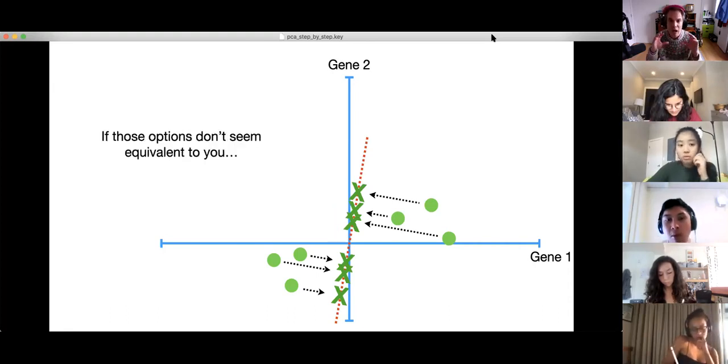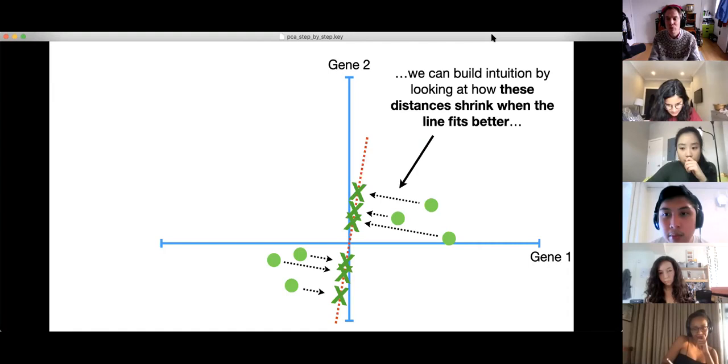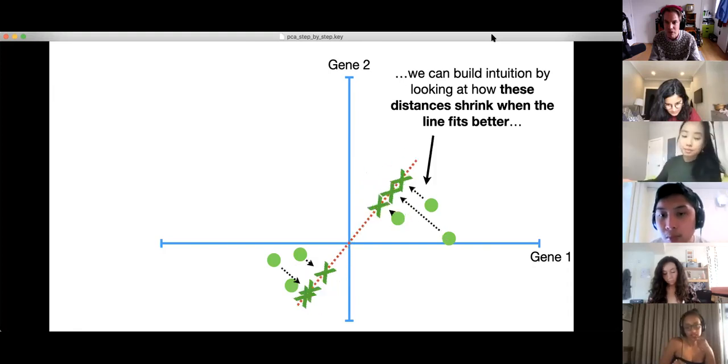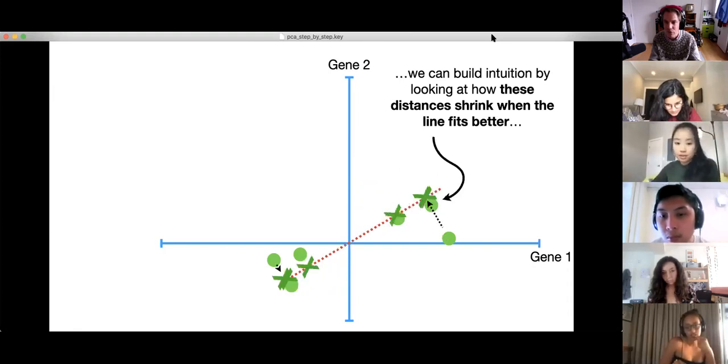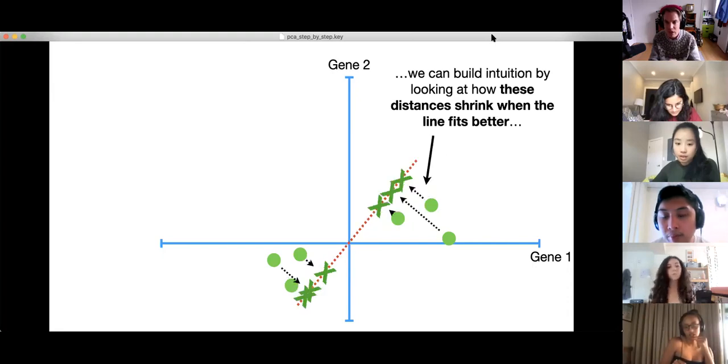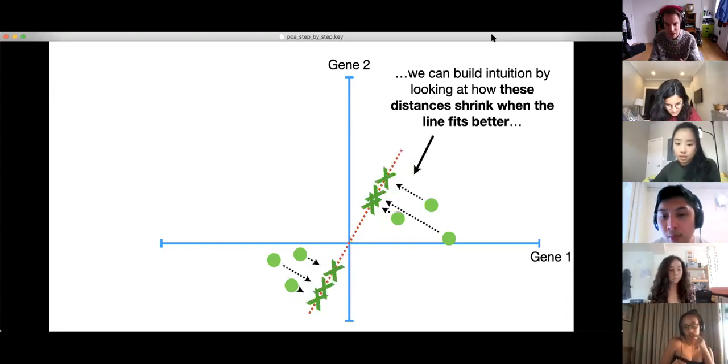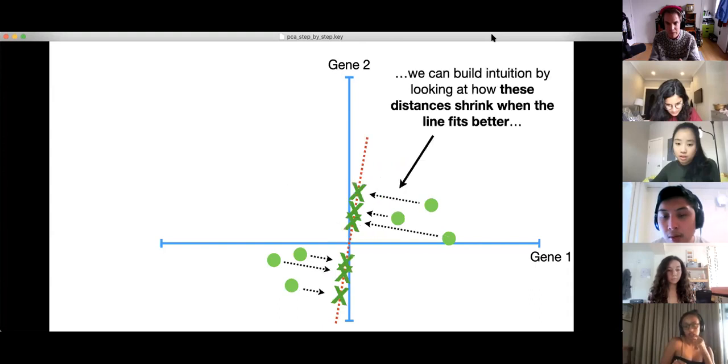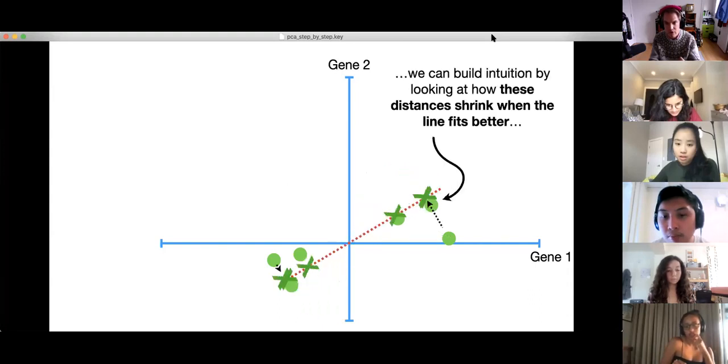If these two options don't seem equivalent to you, you're not alone. So what we can do is we can build intuition by looking at how these distances shrink when the line fits better. So we can see as the line fits better, those distances get smaller, and as the line fits worse, they get bigger. So we can see this, like, yeah, sure, those distances get small when the line fits better.